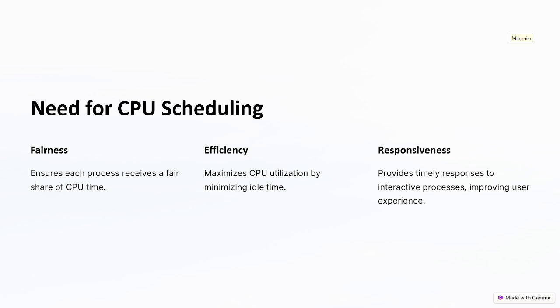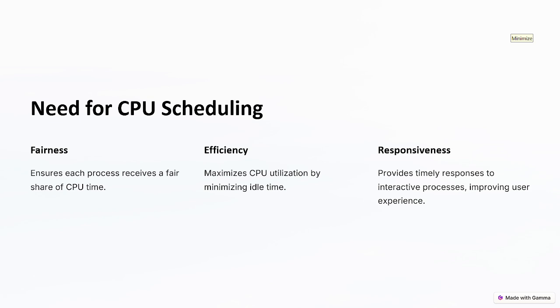The needs of CPU scheduling are fairness, efficiency and responsiveness. Fairness ensures that each process receives a fair share of CPU time, which means the processes entering the queue are executed by the CPU in the same order. Efficiency maximizes CPU utilization by minimizing idle or waiting time. And responsiveness provides timely responses to interactive processes, which improves the user experience.